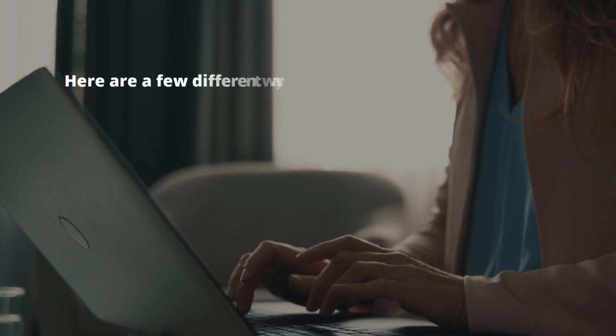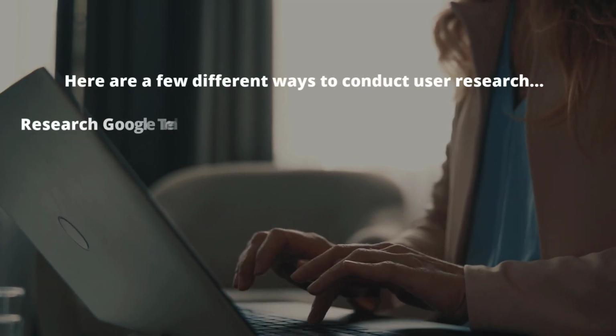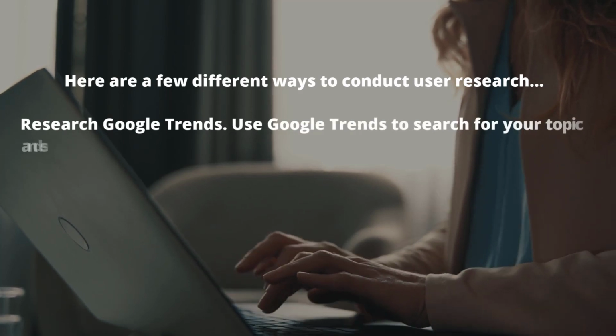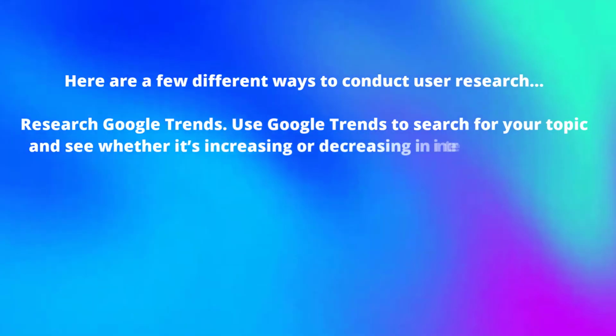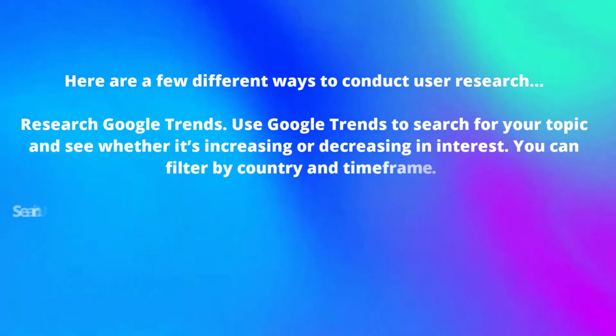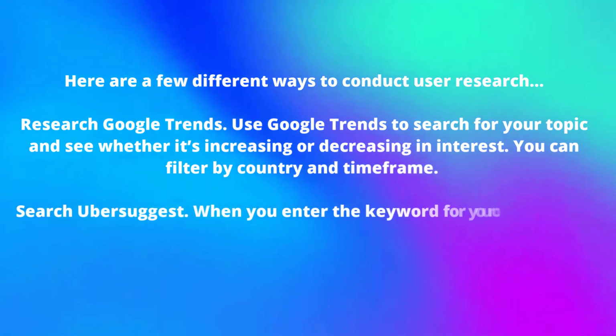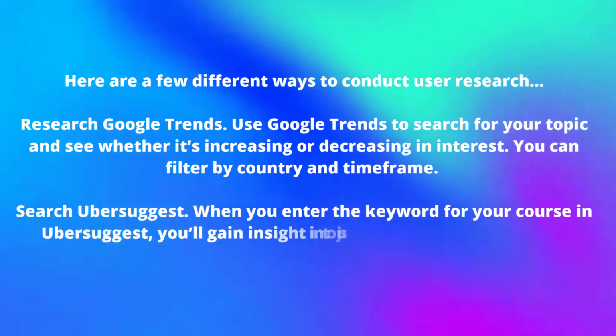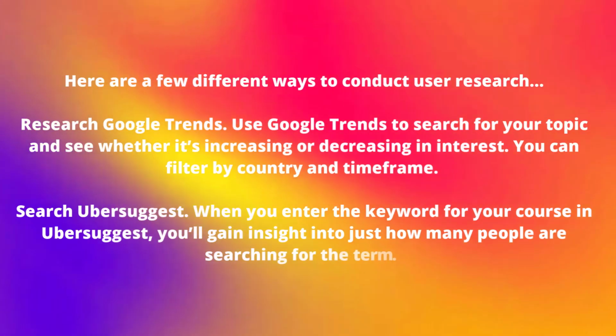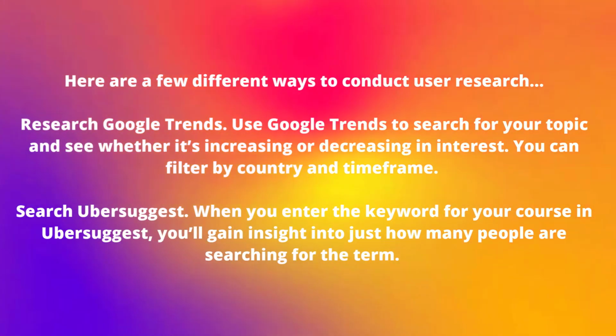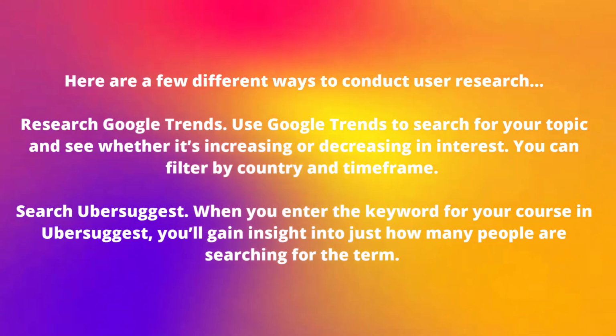Here are a few different ways to conduct user research. Research Google Trends. Use Google Trends to search for your topic and see whether it's increasing or decreasing in interest. You can filter by country and time frame. Search Ubersuggest. When you enter the keyword for your course in Ubersuggest, you'll gain insight into just how many people are searching for the term.